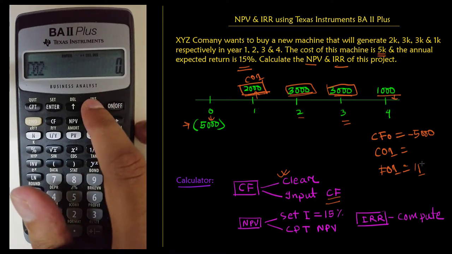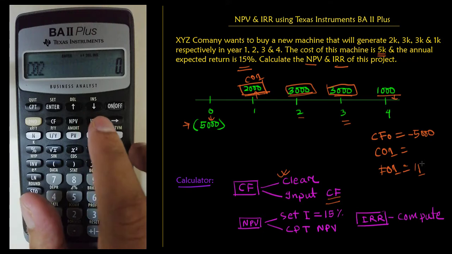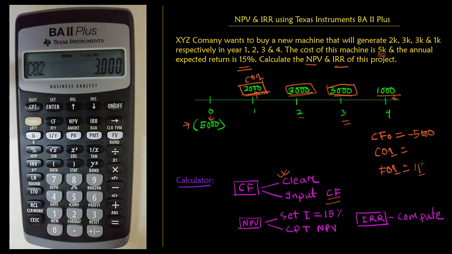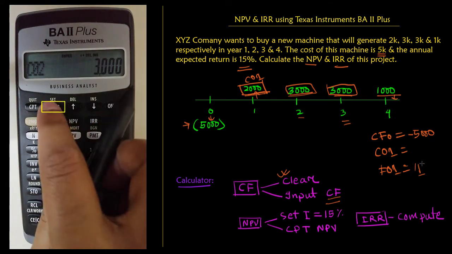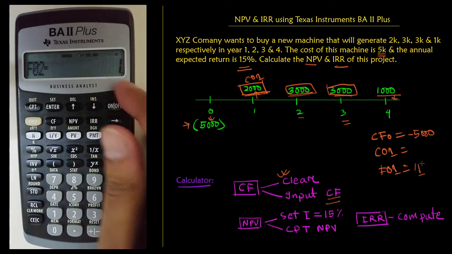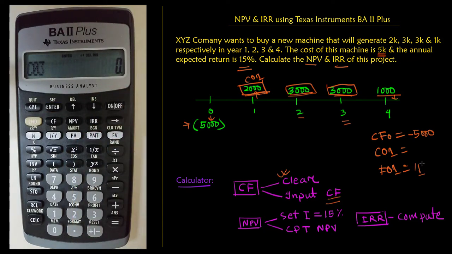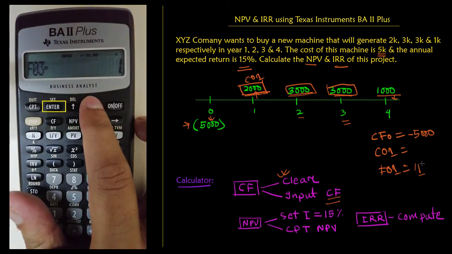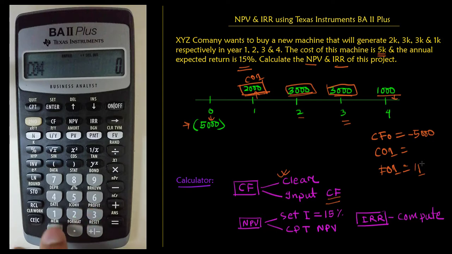Alright, so keep it to 1, go to cash flow 2, give the input of 3,000 and press enter, and then keep it to 1 again, then go to cash flow 3, put 3,000, press enter, then again go to cash flow 4, put 1,000 here, and done. Now our calculator knows how our cash flows look like.